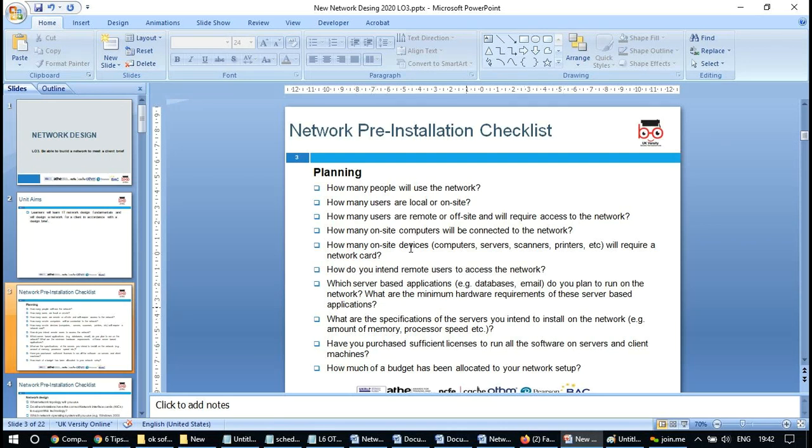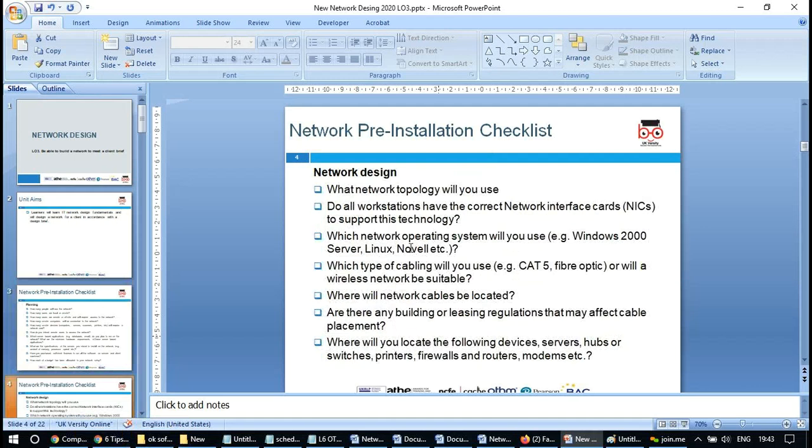Yes. Then which server applications you would be using, whether you will have your own email server or not, and databases, the file servers. And what specification of the servers you want to keep, and have you purchased any licenses for them, and for the software that you want to run on the servers. Are you within the budget or not, isn't it? Are these good check questions? Yes, they are very much so.